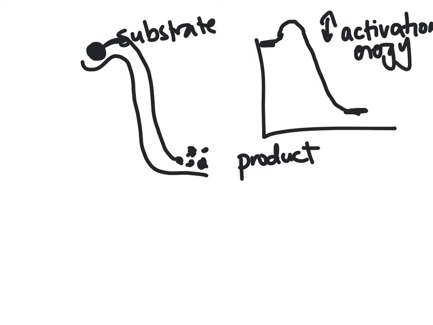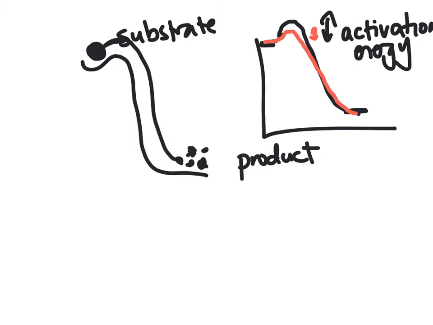Okay, so that energy there is the activation energy. What an enzyme does, it actually reduces the activation energy. So instead of having to give that amount of activation energy, the graph would look more like that. And so that would be the activation energy with the enzyme in red; the activation energy in black is without the enzyme.